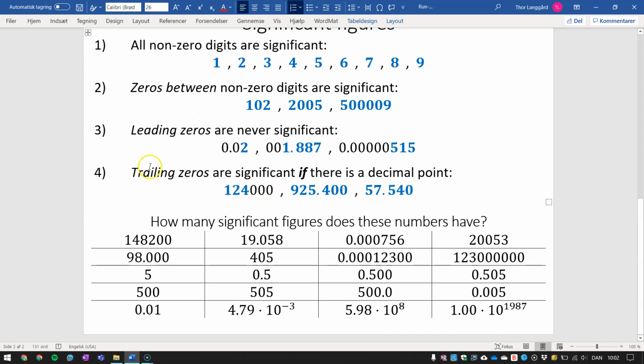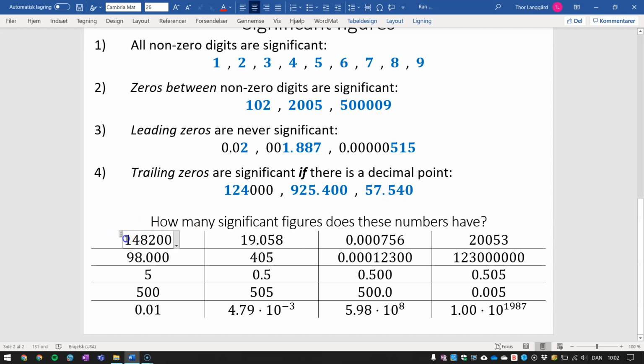Now, the fourth rule is the most technical one: if there are zeros at the end, they only count if there is a decimal point. Because this has no decimal point, these 3 do not count, whereas these 2 do count because there is a decimal point somewhere in the number. Also, this 0 does count because there is a decimal point here.